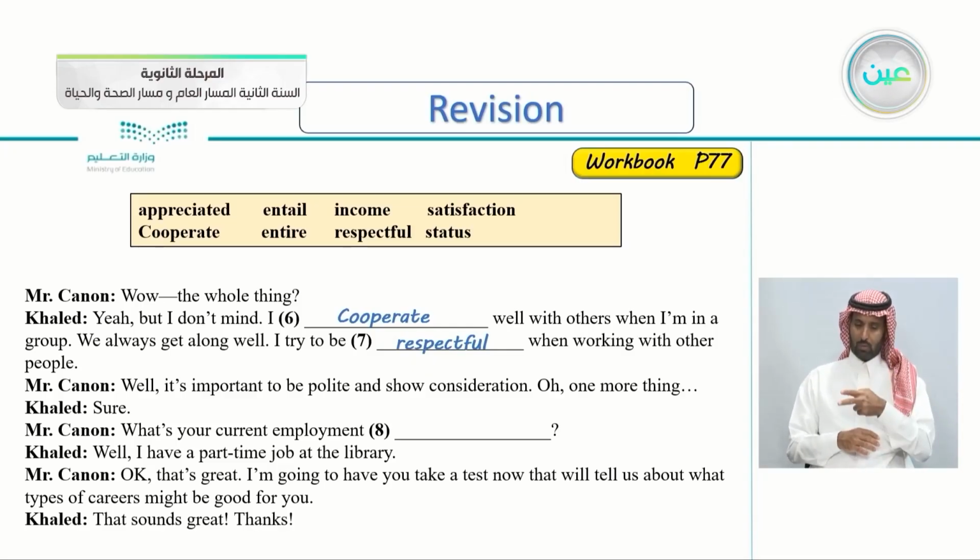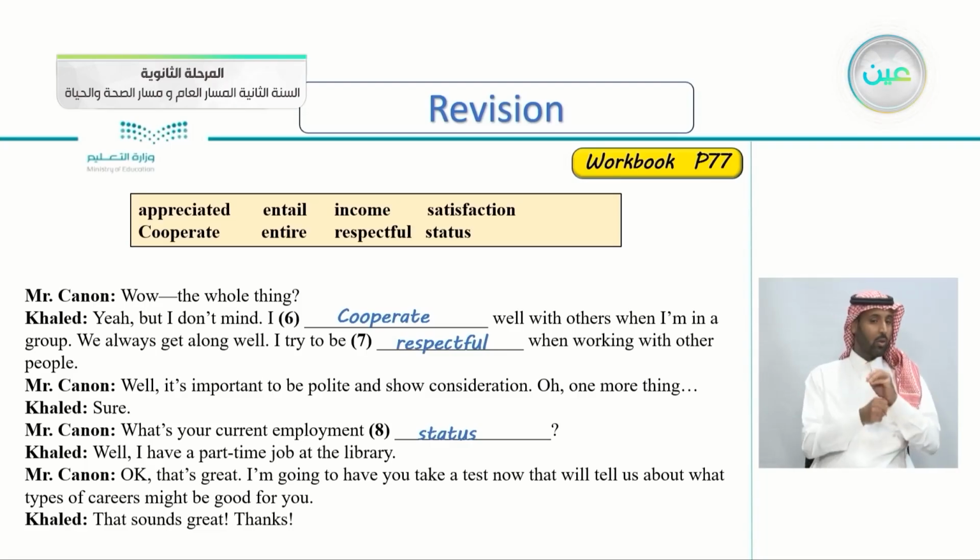Oh, one more thing. Khalid replied, sure, Mr. Cannon. What's your current employment... and number 8, the last one is, of course, status. What's your current employment status or situation? Khalid replied, well, I have a part-time job at the library, Mr. Cannon. Okay, that's great. I'm going to have you take a test now that will tell us what types of careers might be good for you.